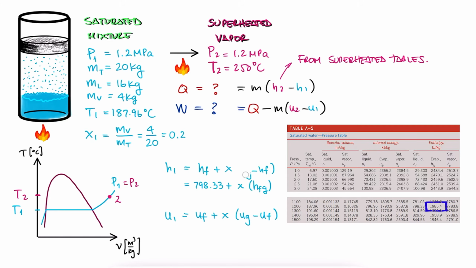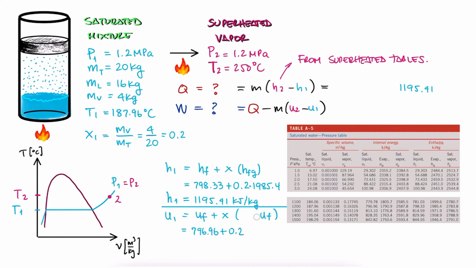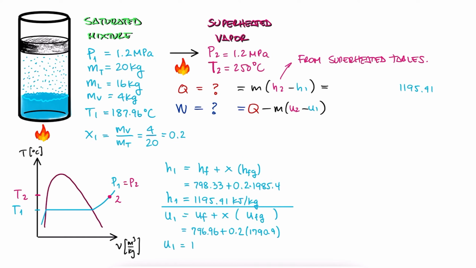We write down 1985.4 for hfg, and with these values we calculate the specific enthalpy to be 1195.41 for state 1. As for the specific internal energy, we find that uf is 796 and ufg is 1790. This allows us to calculate the specific internal energy of state 1 to be 1155.14.